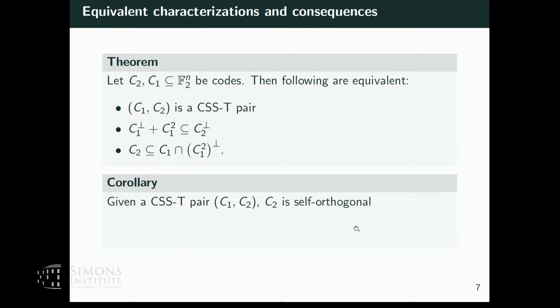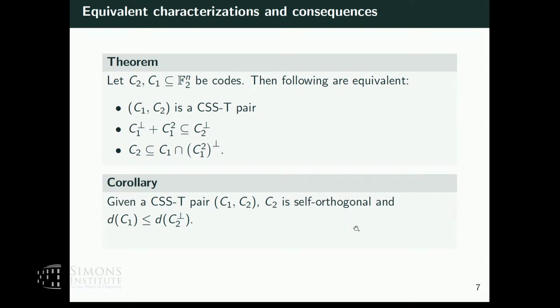So I want us to think about this one. I'm looking for a pair of codes C1 and C2 so that C1 contains C2 and what? C2 is contained in the relative hull of C1 and its square. As a corollary, we get that such a pair, a CSS-T pair, has the property that C2 is self-orthogonal, and the distances compare in this way.